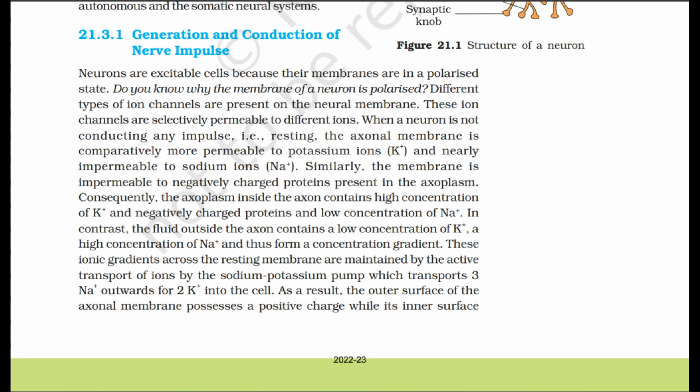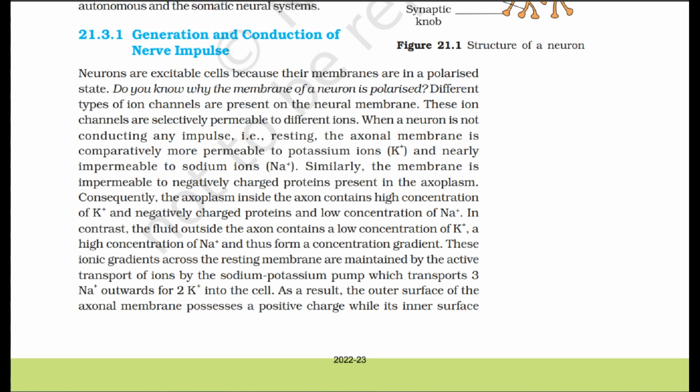Generation and conduction of nerve impulse. Neurons are excitable cells because their membranes are in a polarized state. Do you know why the membrane of a neuron is polarized? Different types of ion channels are present on the neural membrane. These ion channels are selectively permeable to different ions. When a neuron is not conducting any impulse, that is, resting, the axonal membrane is comparatively more permeable to potassium ions, K+ ions, and nearly impermeable to sodium ions, Na+ ions.